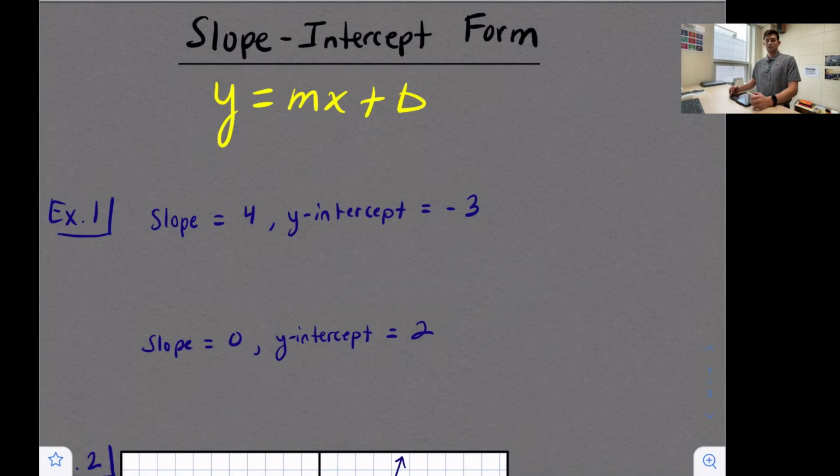In this video, we're going to talk about slope-intercept form, and we're going to do some examples with how to take the slope and the y-intercept and put them in the slope-intercept form equation.